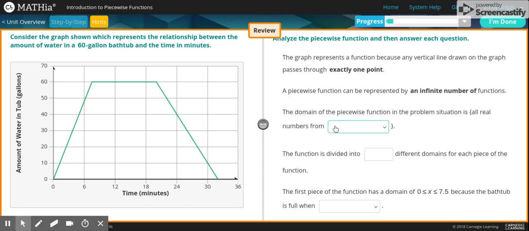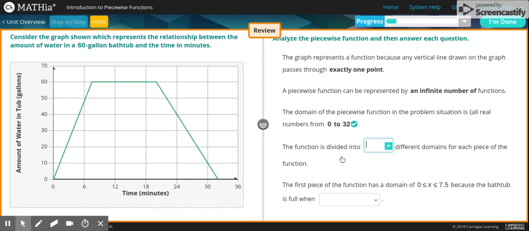The domain of the piecewise function in the problem situation is all real numbers from 0 to 32, 0 to 36, or 0 to 60. The answer is 0 to 32 because the x value goes from 0 to 32.